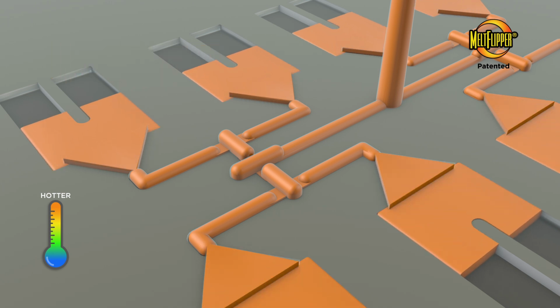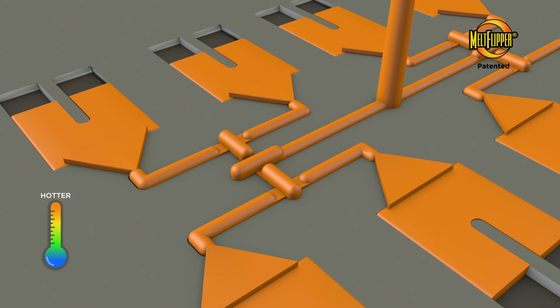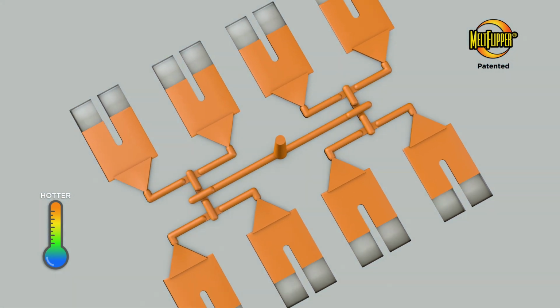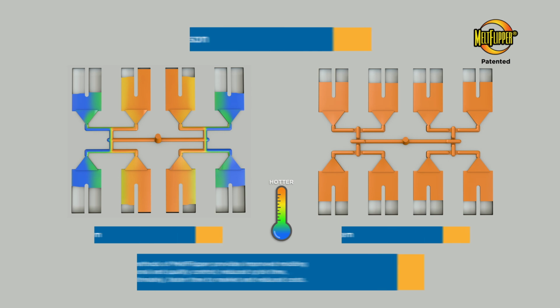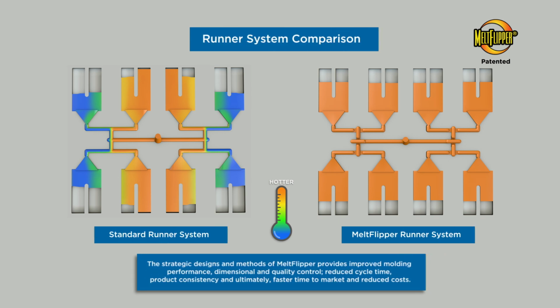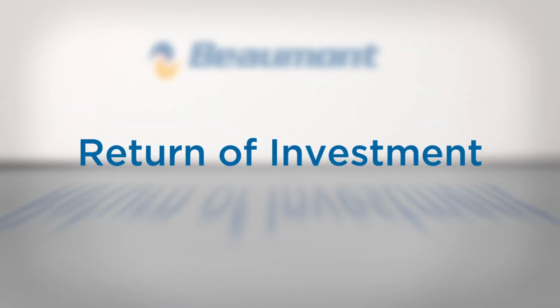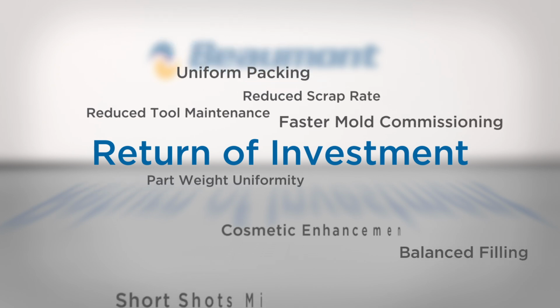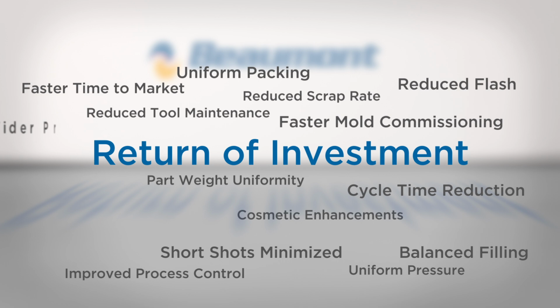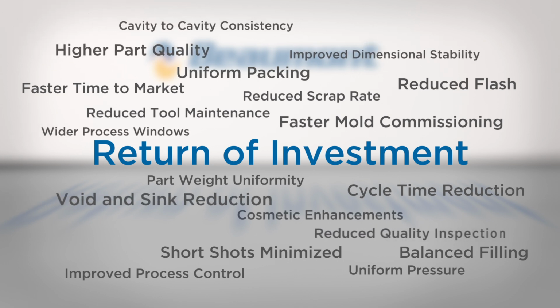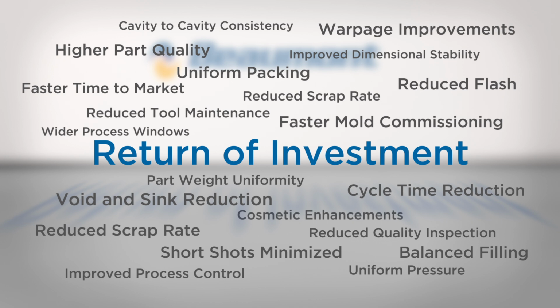Now all cavities will fill at the same time, under the same pressures, and at the same temperatures. This ensures improved molding performance, product consistency, and dimensional and quality control, while also reducing costs and cycle time and ultimately providing a faster time to market. MeltFlipper runner systems are scientifically proven and 100% guaranteed because we know they work. It is simply the correct way to design a runner system, providing on average nearly 15 times return on your investment. Molding will always be challenging, but when you let science work for you, you can reduce the number of unnecessary challenges and headaches that you deal with on a daily basis.